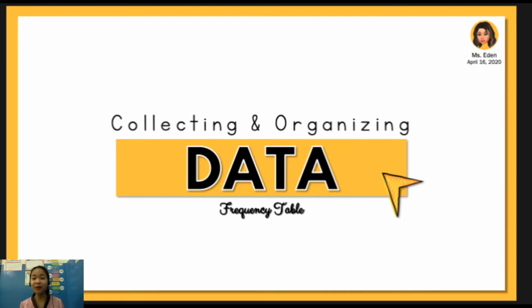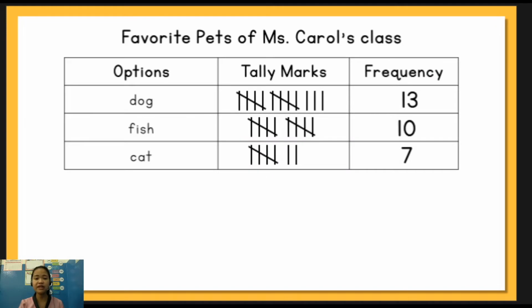You absolutely did great during our last Monday's activity. And as promised, we will be discussing further how to interpret data using our frequency table. If you can still remember, a frequency table is divided into three parts: options or items surveyed, tally marks, the sticks, and the frequency or our numbers. But what are these data for? How do we make them into useful information?